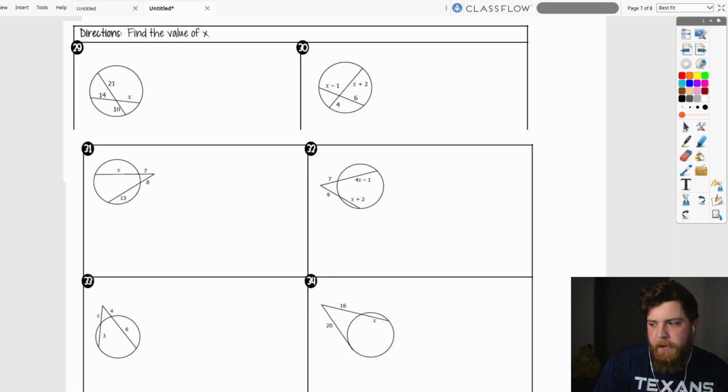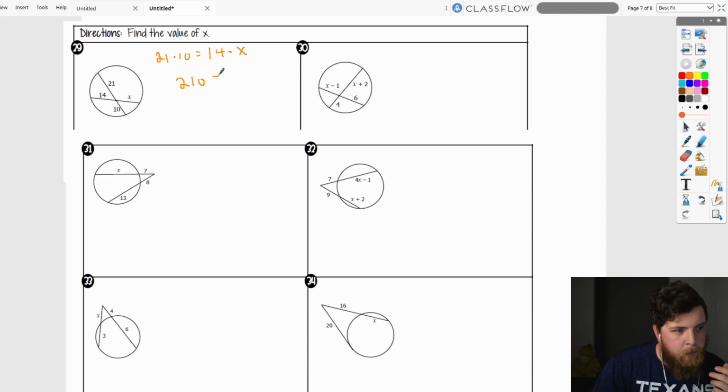So there's 6 practice problems on this one. The first one, right, we'd have to do 21 times 10 is going to be equal to 14 times x. 21 times 10 ends up giving me 210, which is going to be equal to 14x. So divide by 14, divide by 14, we end up getting 15.